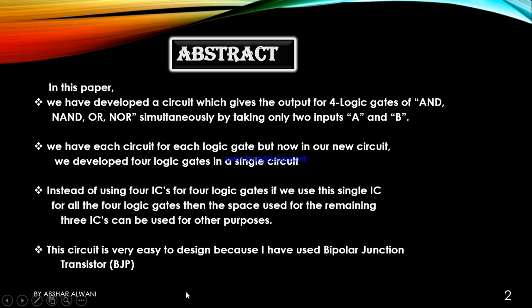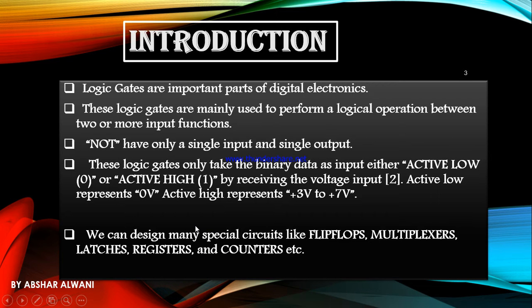This circuit is very easy to design because I have used bipolar junction transistor. Introduction. Logic gates are an important part of digital electronics. These logic gates are mainly used to perform logical operations between 2 or more input functions. Generally, for every logic gate we have only one output, but in case of input, it may vary because we have 2 input logic gates and some of the time we have 3 input logic gates, not only a single input and single output.